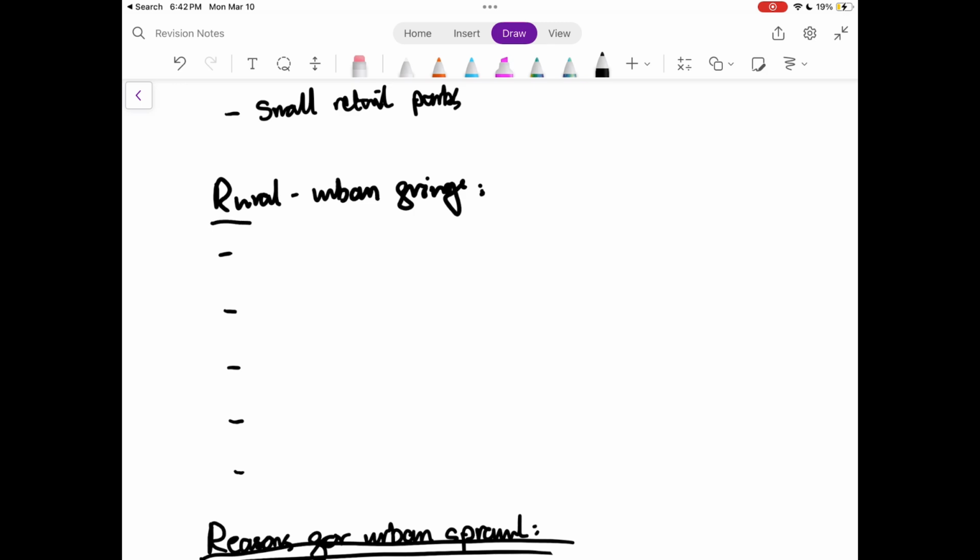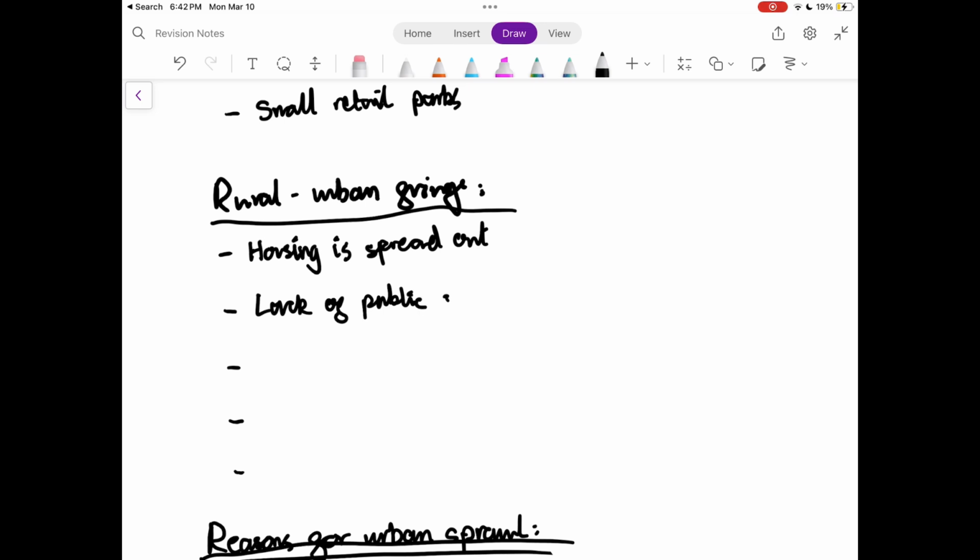So the next and the final land use you need to know is the rural urban fringe. In this area, housing is more spread out. There's also a lack of public services due to the low population of people living in these areas. There also may be farms which could be used for agriculture, which generates income for the family that owns that farm. There also may be leisure facilities, so this could include golf courses or lodges that you can stay in for a staycation, etc.